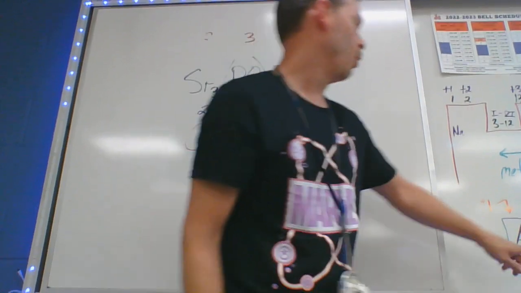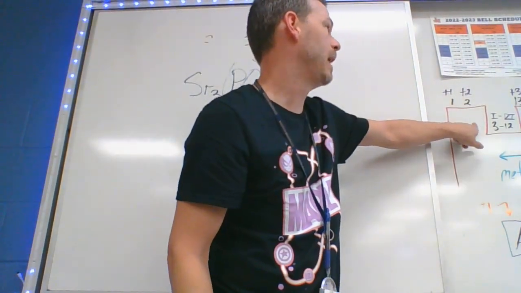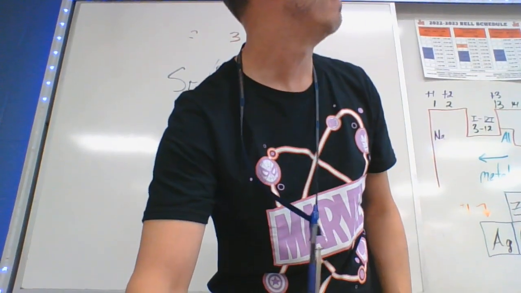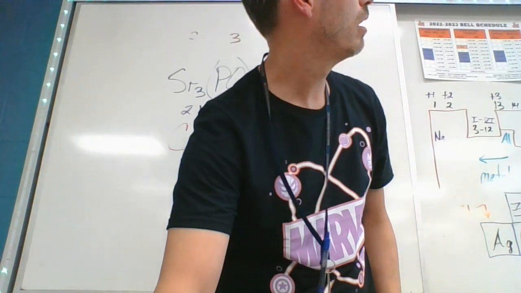So zinc is always +2, the same way that beryllium is always +2. So why would it need a Roman numeral? It wouldn't. So with that said, let's rock and roll some more problems. Write this down.